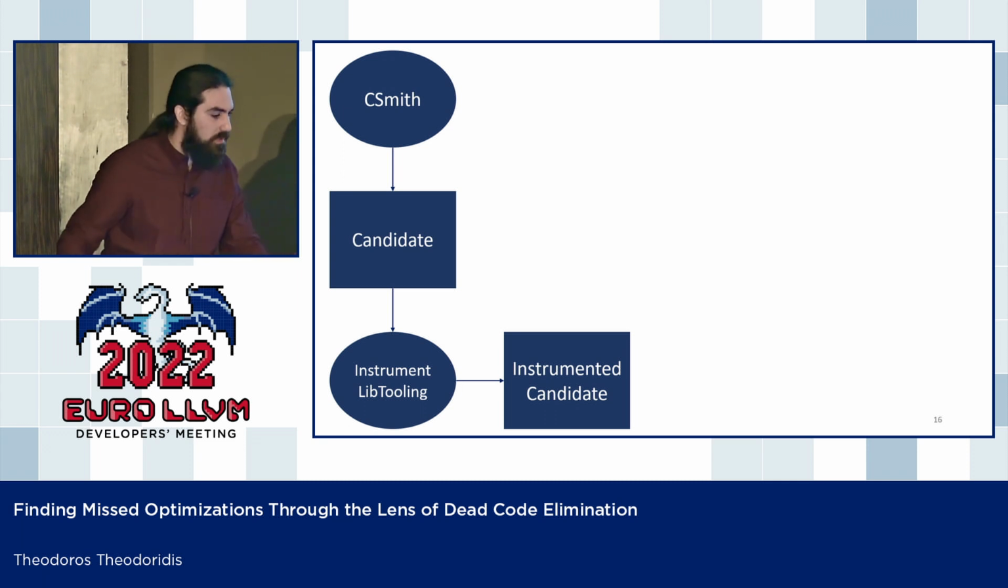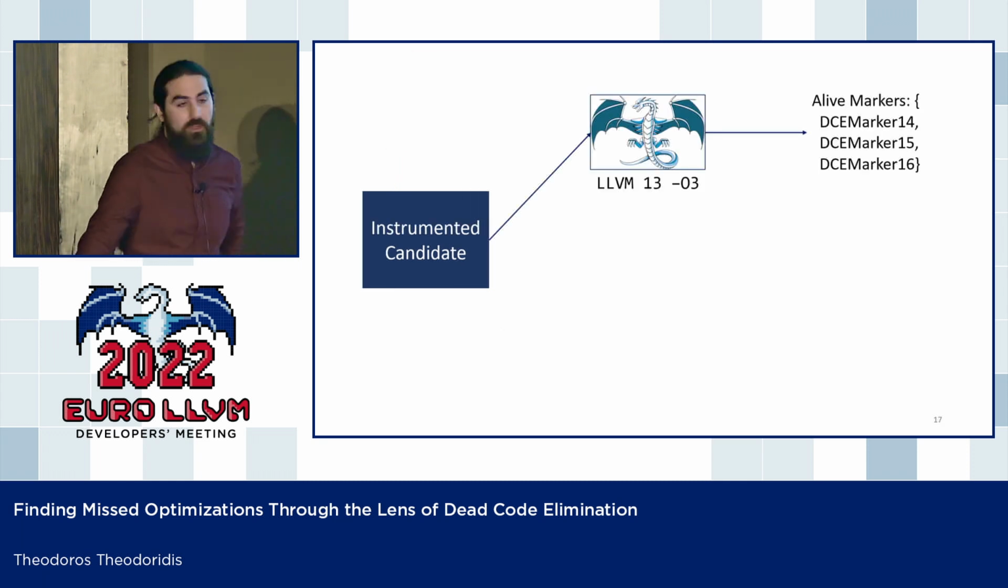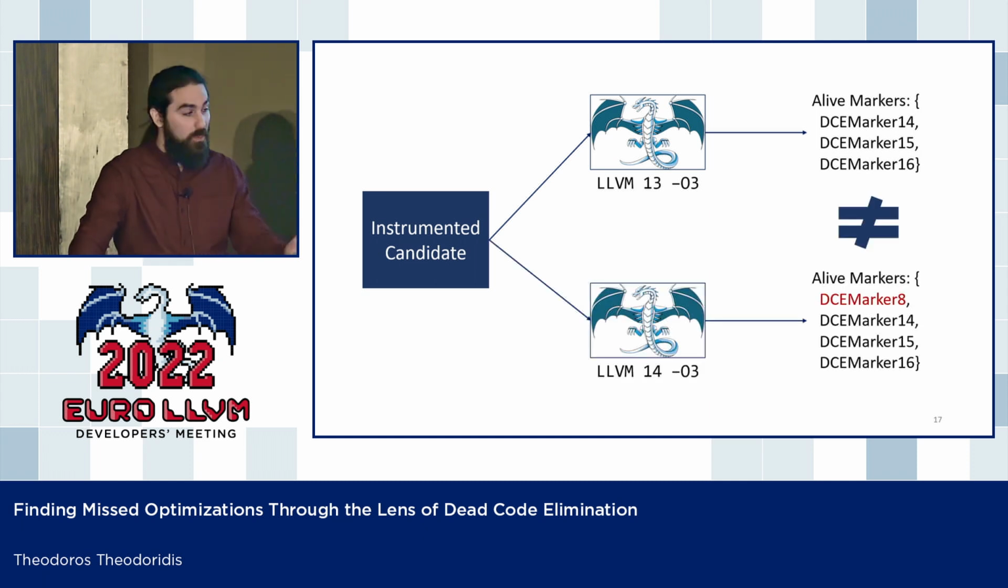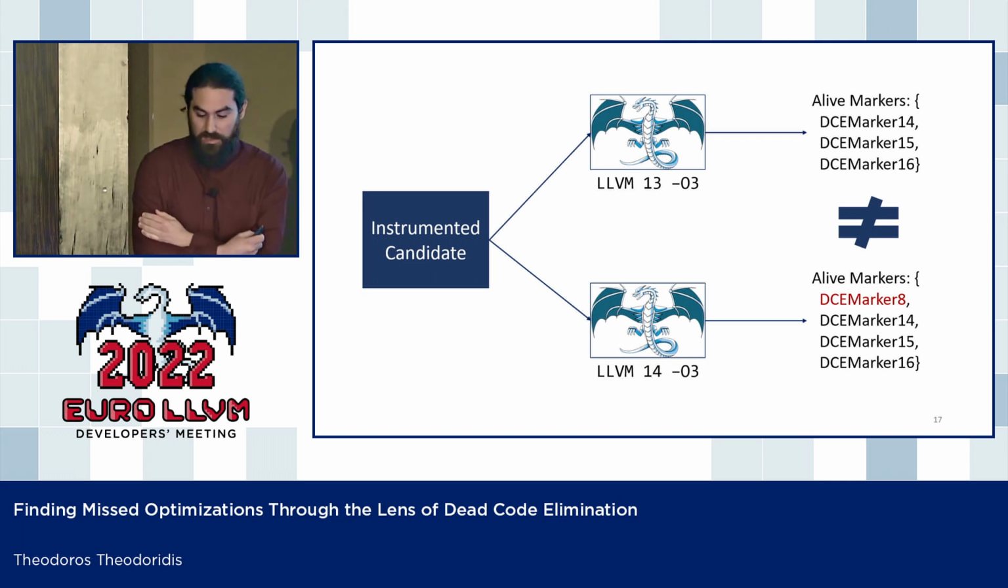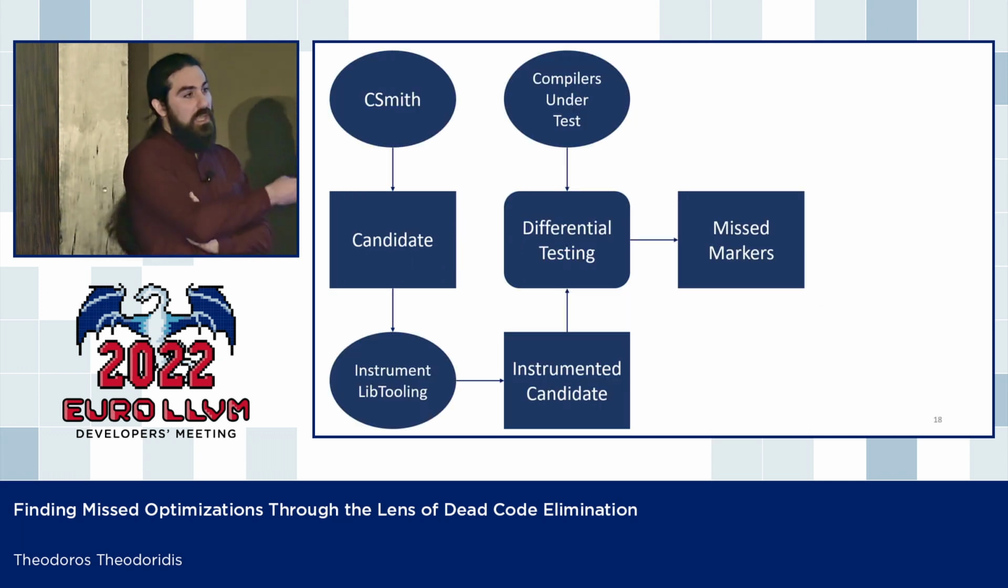So now that we have our instrumented candidate, we can do differential testing. We take one compiler, say LLVM 13 at O3. We check which markers are still alive. We use the second compiler, say LLVM 14, and we check which markers are alive. So now we have observed a difference, so we have found an interesting candidate. So we have found a missed optimization. And this is the output, essentially.